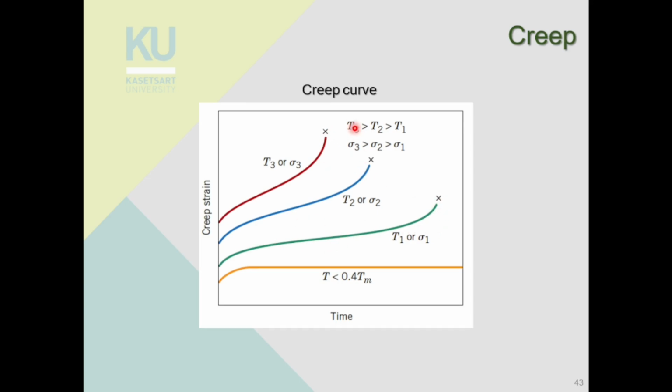You can see that when T3 is more than T2, which is more than T1, right? The graph will shift from this T1, T2, T3, right? So the creep curve will get shorter, it will get steeper. That means the creep rate is faster and also the creep life is shorter.